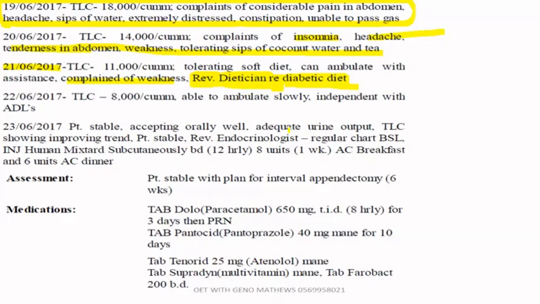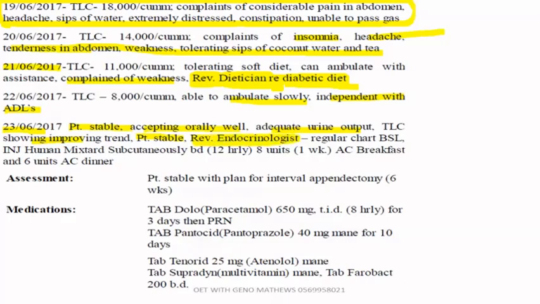Okay, then on 22nd, nothing, she can ambulate slowly. She is independent with ADLs, activities of daily living, she can perform by herself. Okay. Then on 23rd, what is the situation of the patient? Patient is stable, accepting orally well, she is eating properly, adequate urine output, TLC showing improvement. Okay. Patient stable altogether, not much danger with the patient. Then another review happened. What is this?